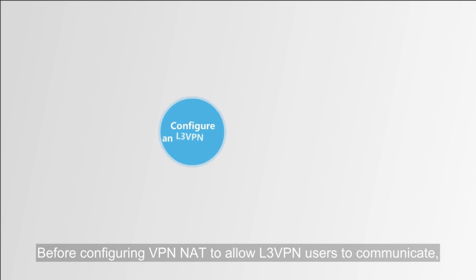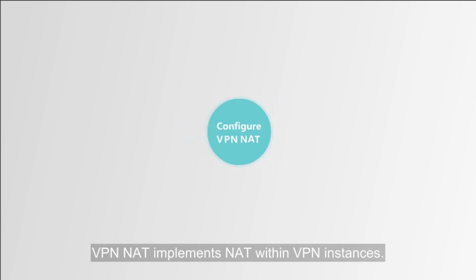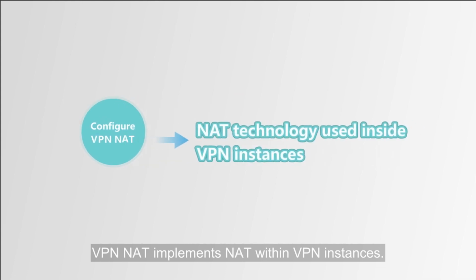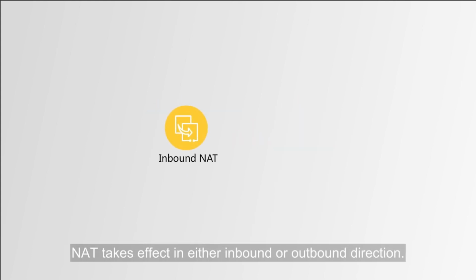Before configuring VPN NAT to allow L3 VPN users to communicate, let's look at VPN NAT technology. VPN NAT implements NAT within VPN instances. VPN NAT emerges with the introduction of MPLS VPN. NAT converts addresses to alleviate the IPv4 address shortage. NAT takes effect in either inbound or outbound direction.